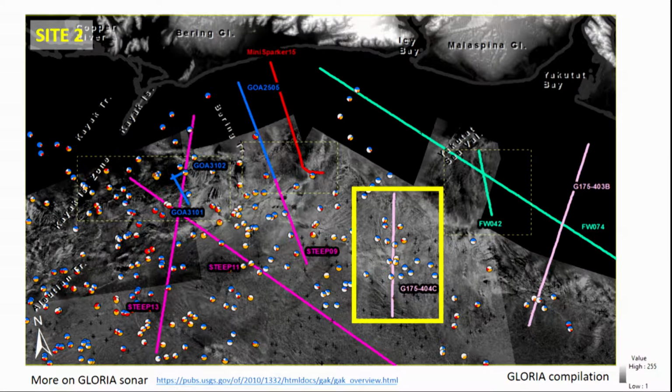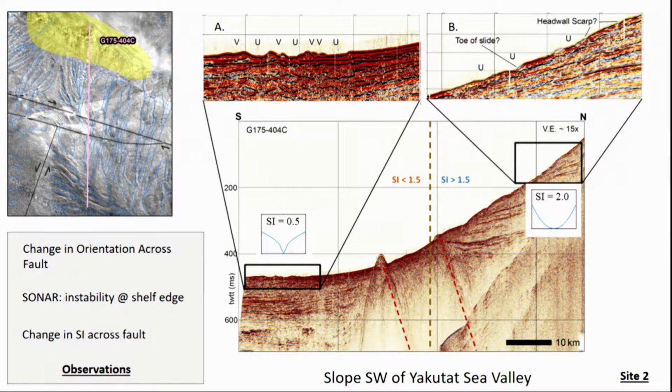If we look at Site 2, what we're going to see here is a change in orientation of the drainage network across the fault. And you can see that we're going sort of north-south, right, north of the fault. And once we go to the south of the fault, it goes sort of more almost east-west.